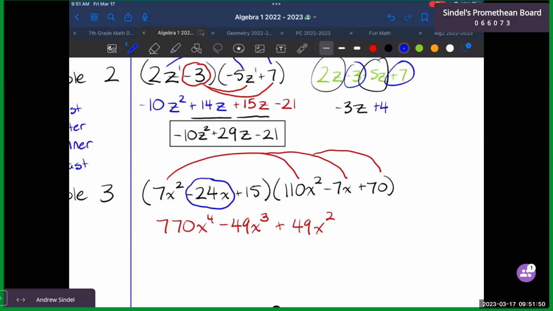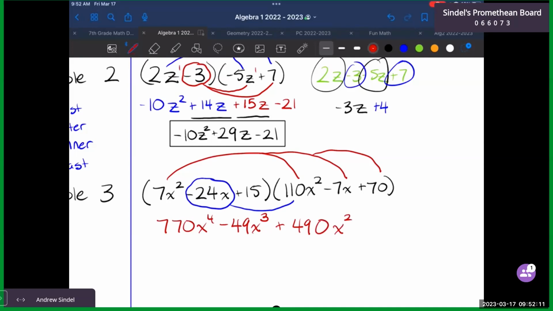Hey, Sindel, I don't think 7 times 70 is 49. I'm pretty sure it's 490. It is 490. Grace told me that, and I completely ignored her. But you guys can still log it if you want. 490 x squared. Anyone that caught that, log it. I know this, so me, yes, definitely log it.